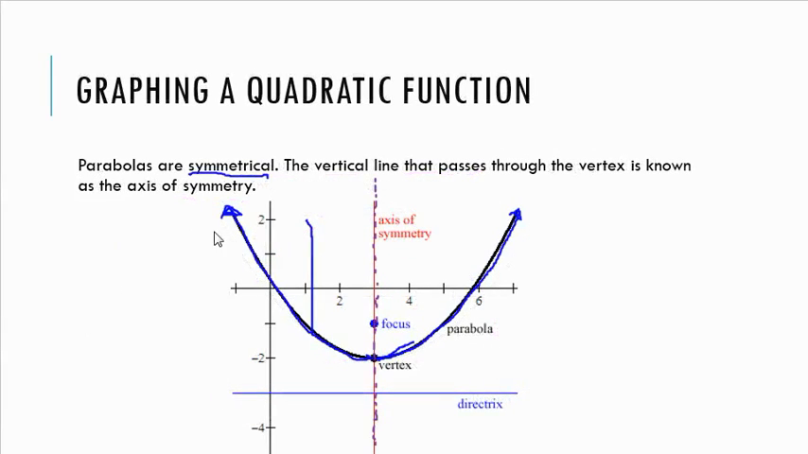And last thing about the parabola, it is symmetrical. So this axis of symmetry is actually the line in which it's symmetrical about. So it's reflected about this line. So this right side of the parabola is going to be mirrored exactly on the left side of the parabola.